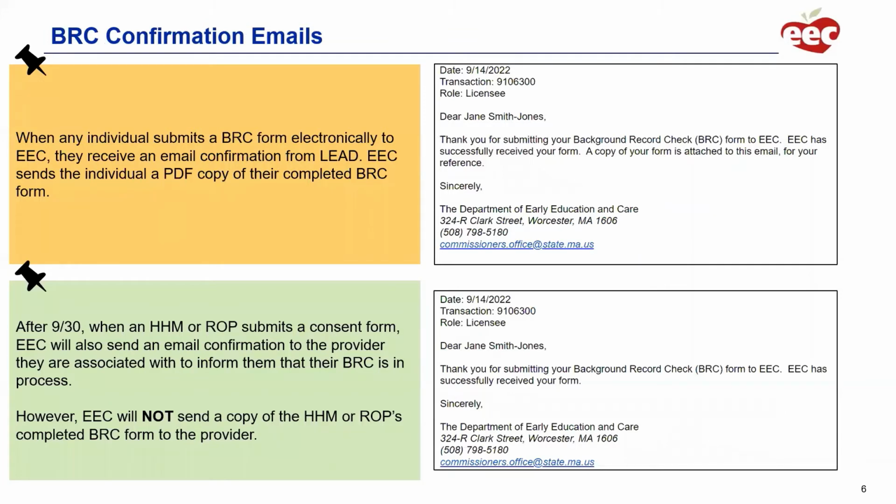After September 30th, when a household member or a person regularly on the premises submits a consent form, EEC will send an email confirmation to the educator they are associated with to inform them that their BRC is in process. EEC will not send a copy of the household member or the person regularly on the premises completed BRC form to the provider.